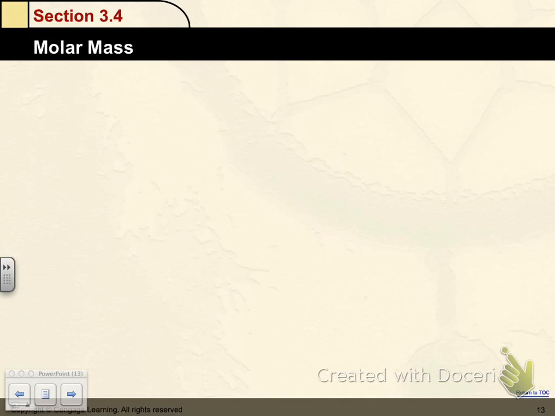All right. Molar mass. All right, let's get a definition for molar mass.